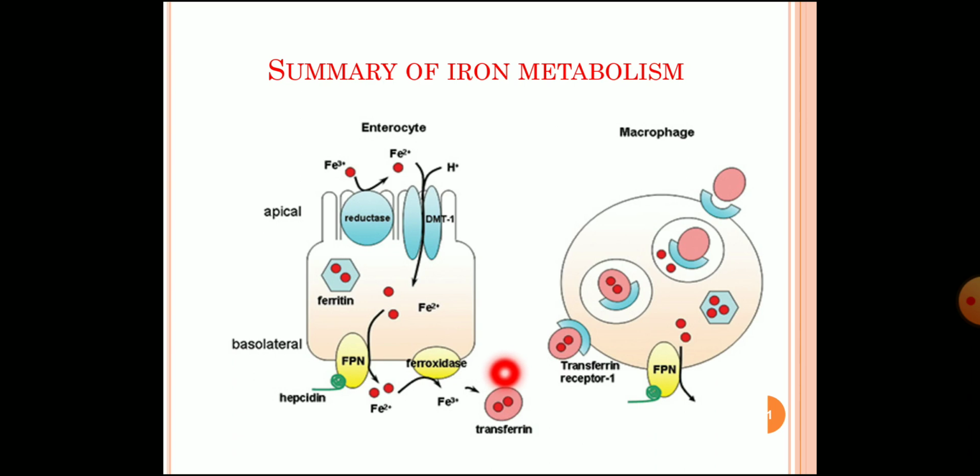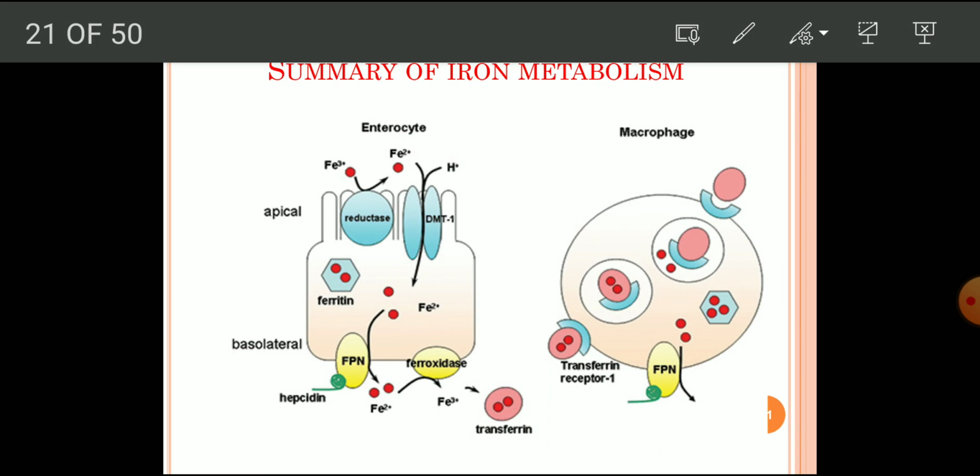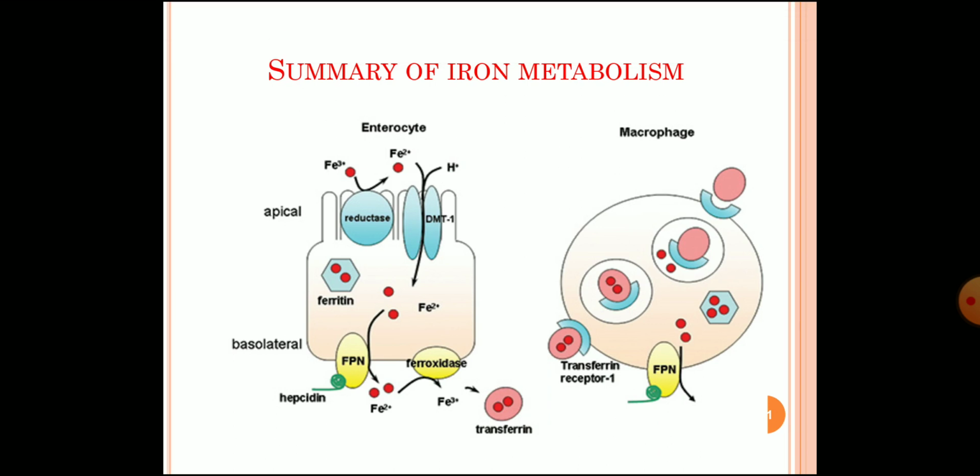Transfer means transferrin. Transport form means transferrin. The storage form is the ferritin. Ferritin is seen here, and this is the transport form, transferrin. Then it is taken to the various cells for various functions, and there are transferrin receptors on the cell surface. This blue one is the receptor, and onto this receptor, this transferrin is taken.